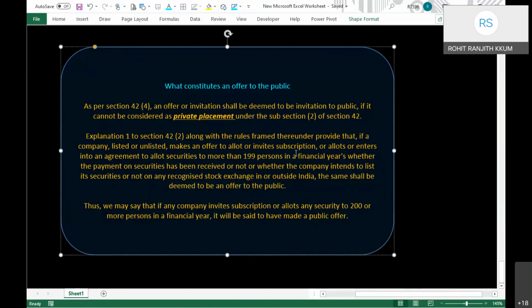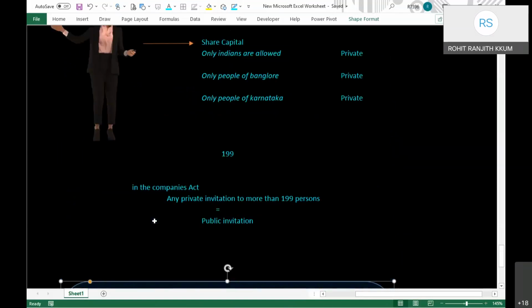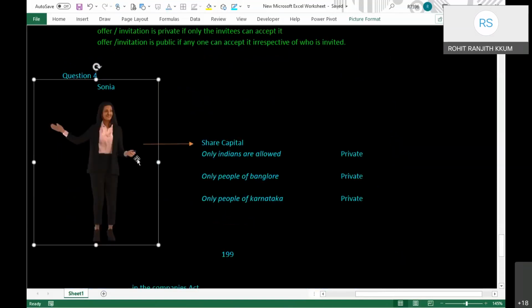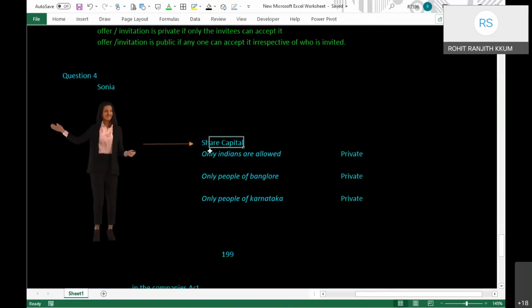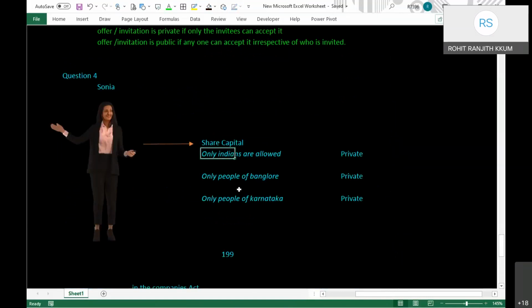Now, that was my question number 4. I hope now you are clear with the explanation. So what is the answer to this question? Today, if Sonia is offering the shares to all Indians, I know technically it is a private offer, but it will be considered as what? Come on, it will be considered as what? Public offer, because you are offering to more than 199 people.